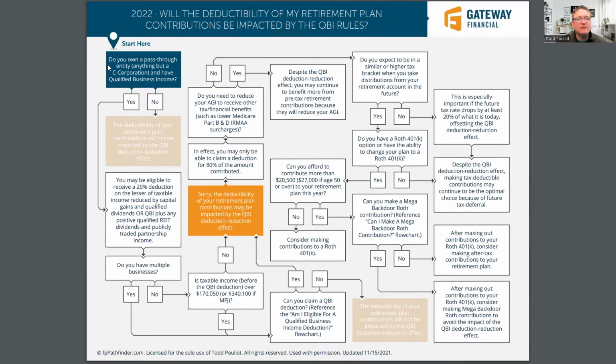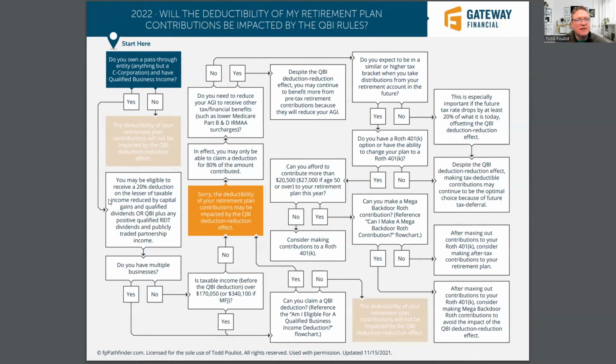Do you own a pass-through entity? That's a big question a lot of small business owners don't know, or micro business owners don't know. Anything but a C corporation. So a single member LLC or S corp, those are the type of people that we want to discuss this flow chart to. So if you do have a C corp, the contributions will not be impacted by the QBI deduction reduction effect.